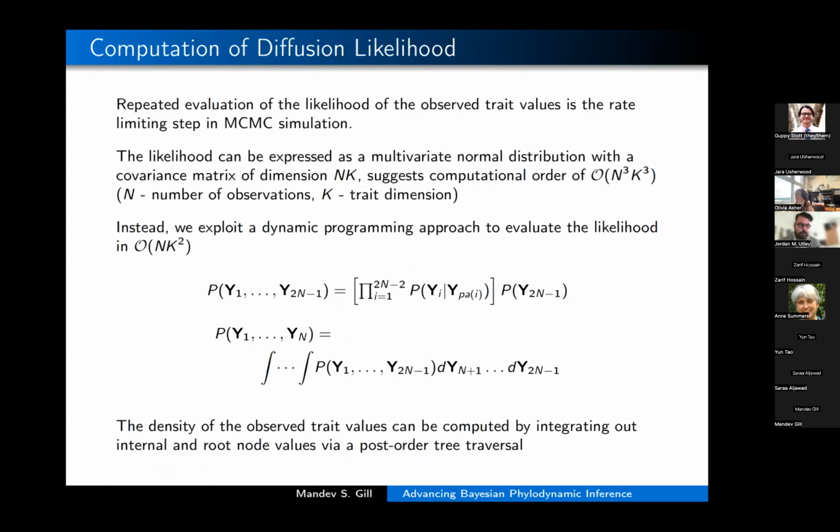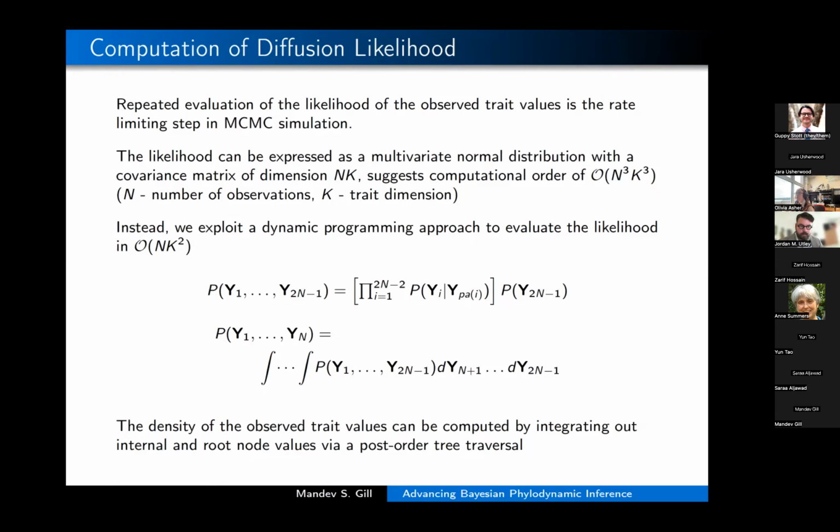One more important computational detail is evaluating the likelihood of the observed trait values. So it's possible to show that the likelihood has a multivariate normal density with a covariance matrix of dimension n times k, where n is the number of observed trait values and k is the dimension of the trait. And this suggests a computational order of n cubed times k cubed to evaluate the density. So notice here that n is typically going to be a number in the hundreds or thousands, whereas k will typically be a number in the single digits.